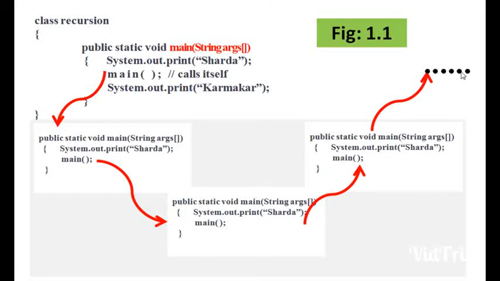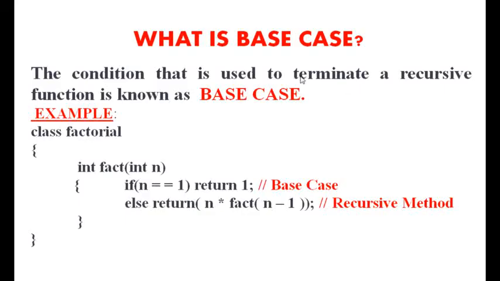So this is not the right method for recursion. The program should end at a certain point. It cannot run infinite times. So there comes the concept of base case, that is, when will the program terminate? What is base case? The condition that is used to terminate a recursive function is known as base case.